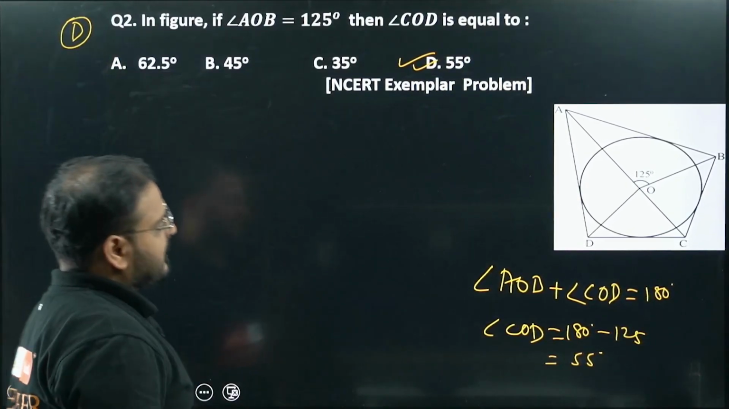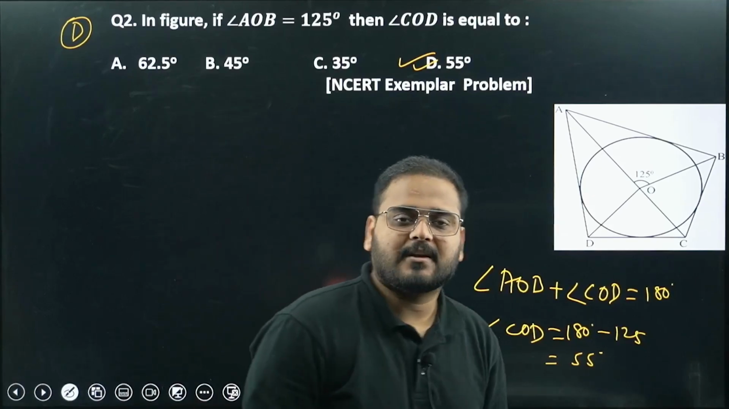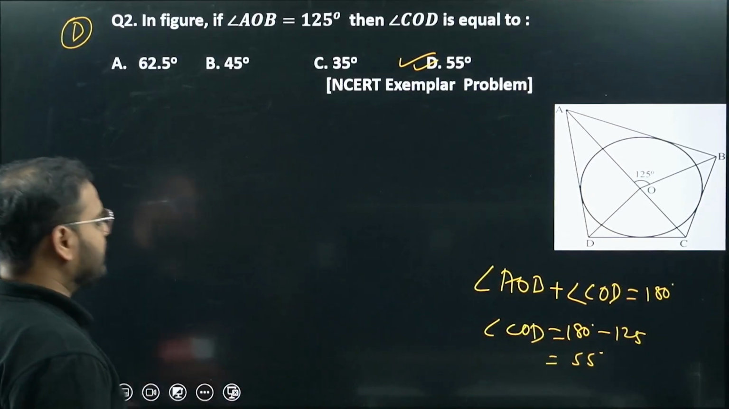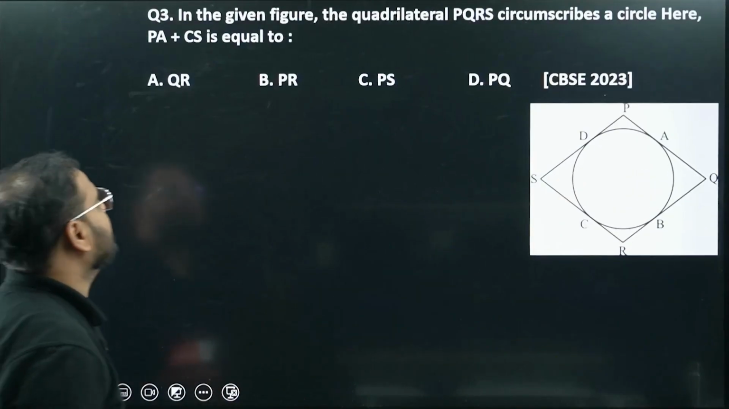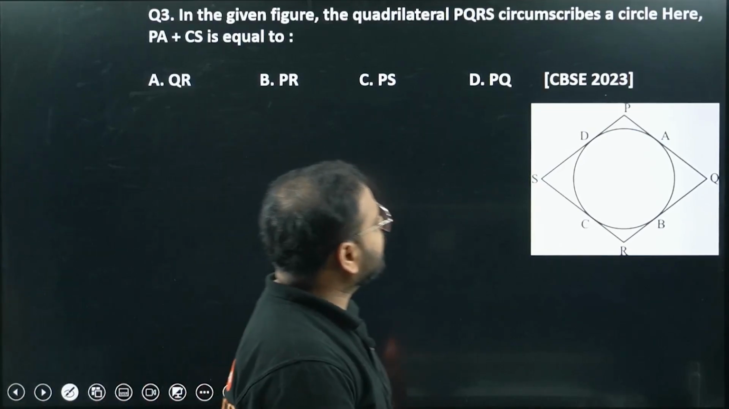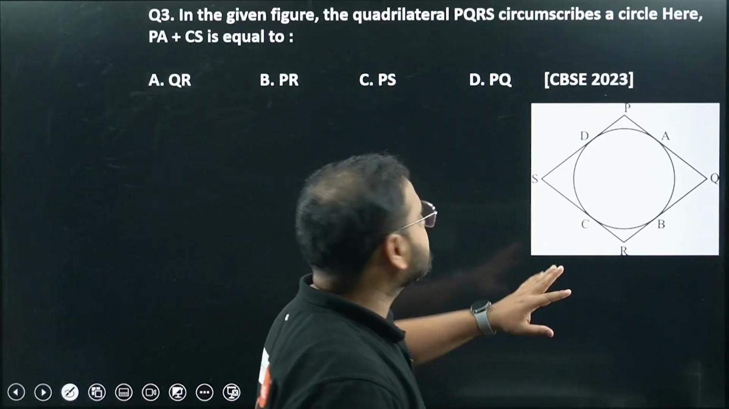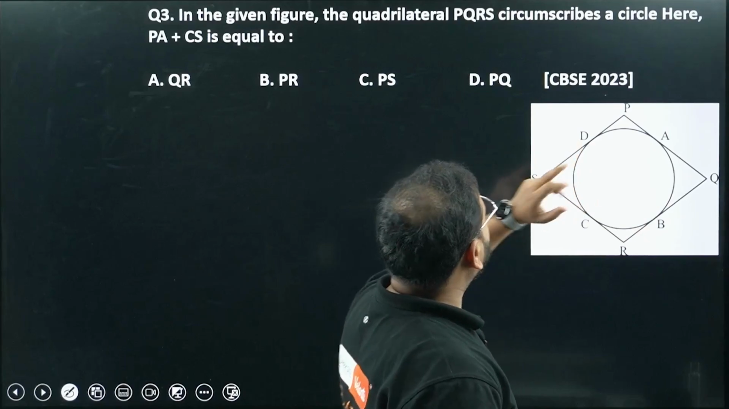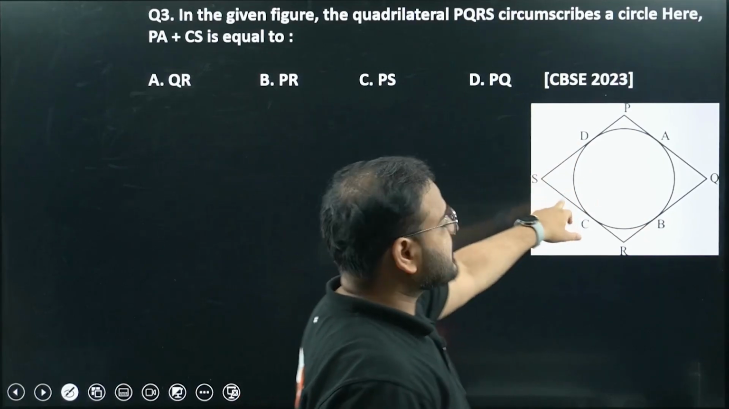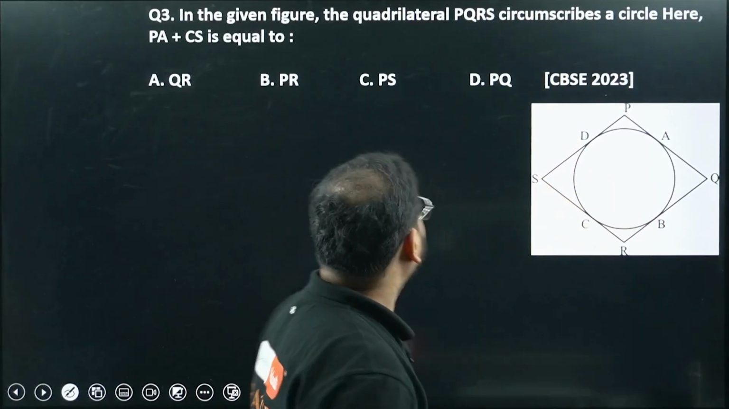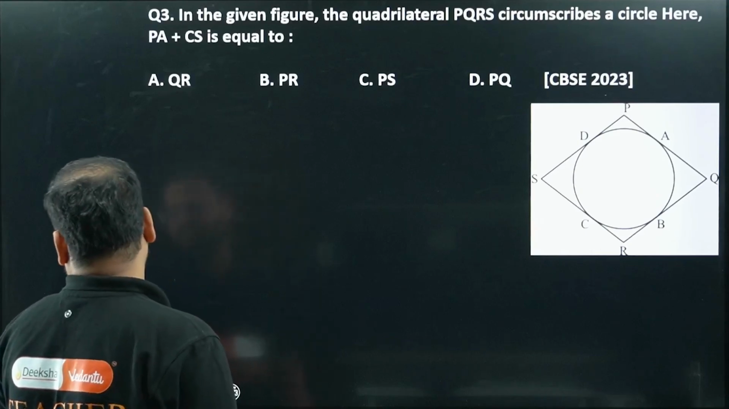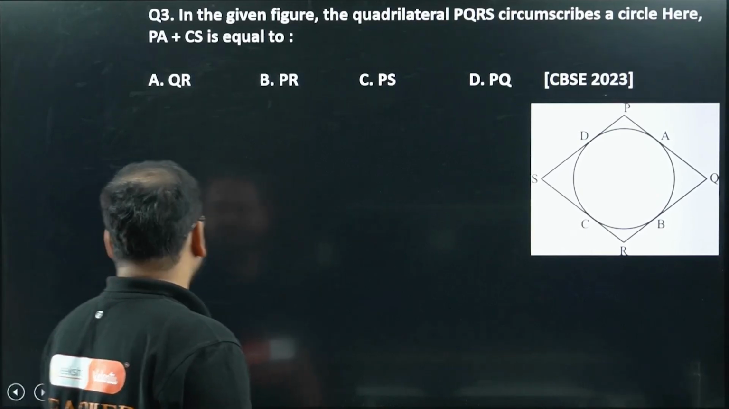From your exemplar, have a look. Yes, correct. 50 plus 20, 75 plus 5 is 80. Have a look. Question number 3. In the given figure, the quadrilateral PQRS, I hope this is visible. Yes. So PQRS circumscribes a circle. Same thing as the previous one, but the angle is different. They are saying PA plus CS. Have a look. Where is PA plus CS?